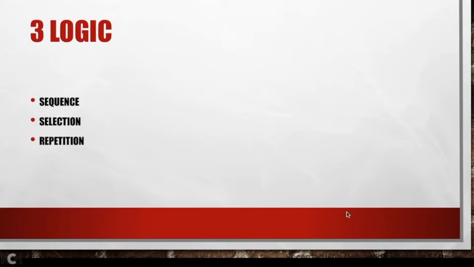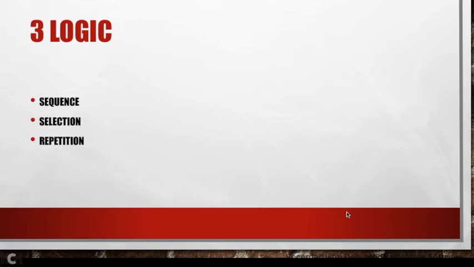Sequence means the coding is executed line by line or block by block. So it cannot jump, for example, from line number one to line number seven. It will go line per line.